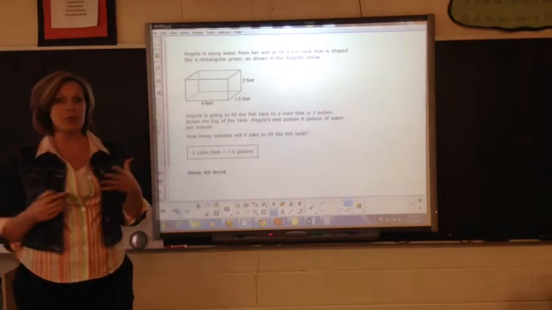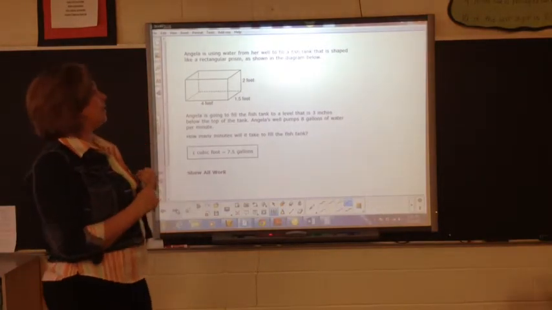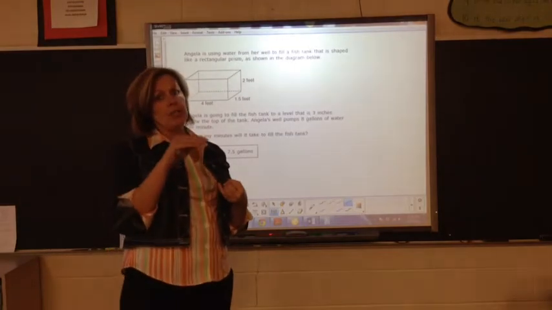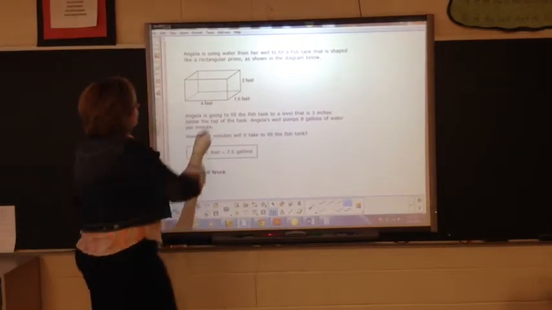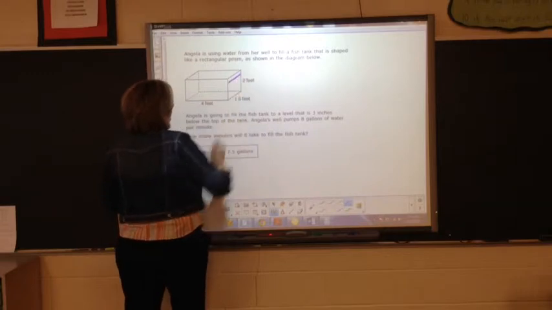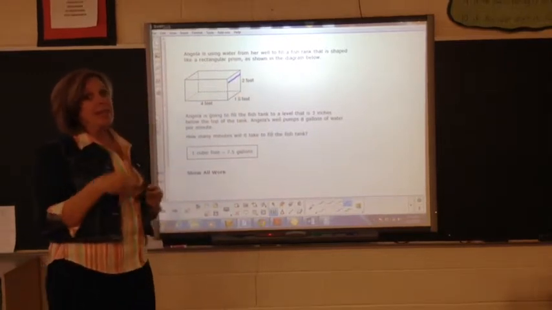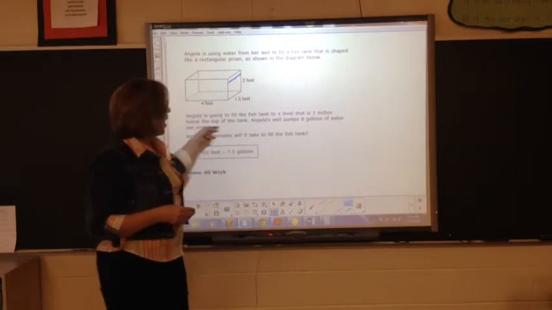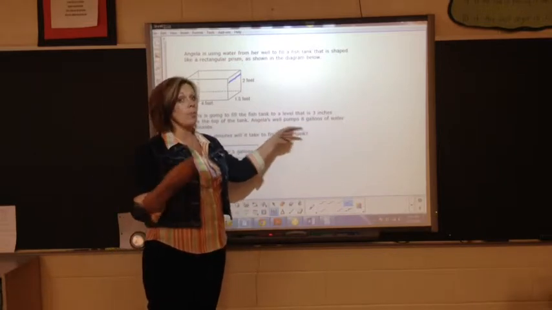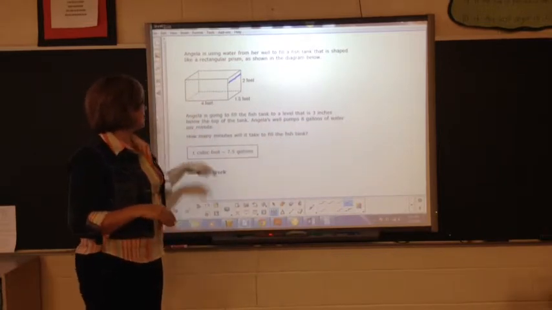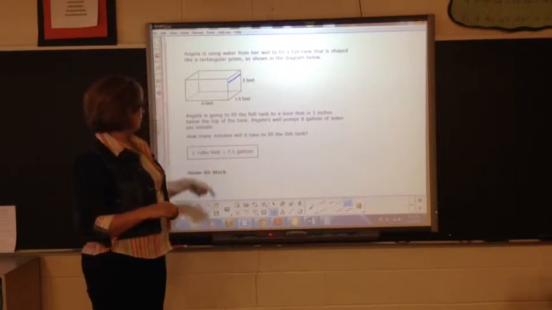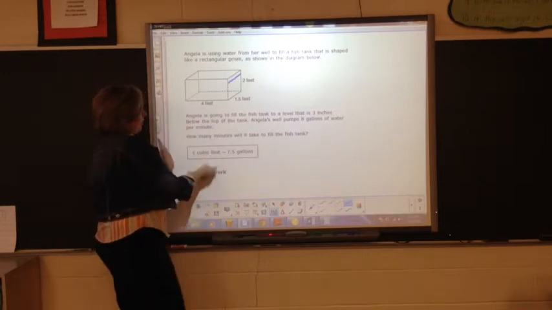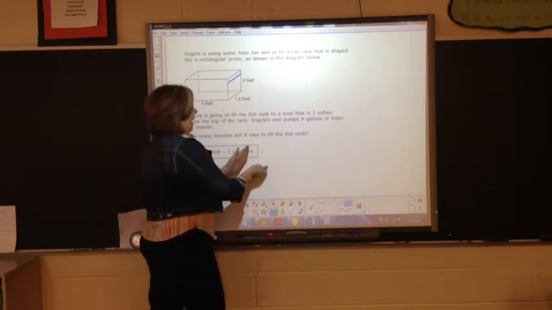So there's a lot going on here. First of all, we need to figure out how many cubic feet of water that fish tank will hold up to 3 inches from the top. Then we need to take that total and divide it by 8 gallons, because that's how many gallons of water are pumped from her well per minute, to figure out the total. And we need to do a conversion here of cubic feet to gallons.